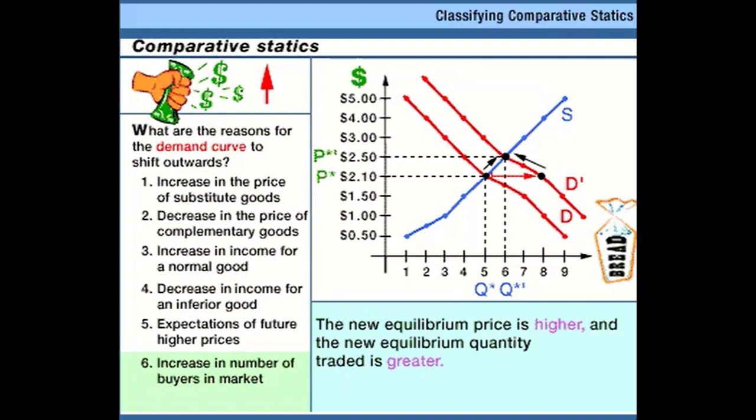So that's case one, an outward shift in the demand curve. And we looked at what happens and the stories that could lead to it. Let's consider now case number two. Case number two is the case of an inward shift in the demand curve.